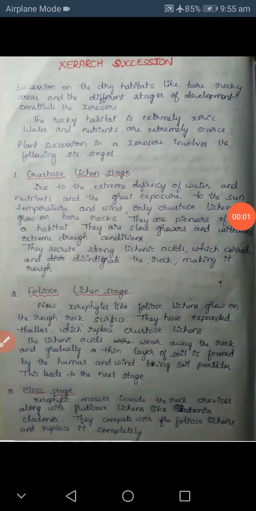Good morning, everyone. Let us discuss xerarch succession. Succession on dry habitats like bare rocky areas, and the different stages of development, constitute the xerosere. Here, xerarch succession means the succession that takes place in a dry habitat like a bare rocky substratum. The rocky habitat is extremely xeric, and water and nutrients are extremely scarce.